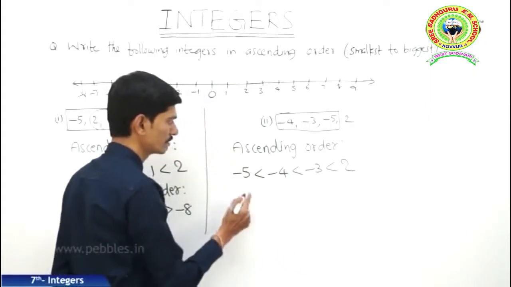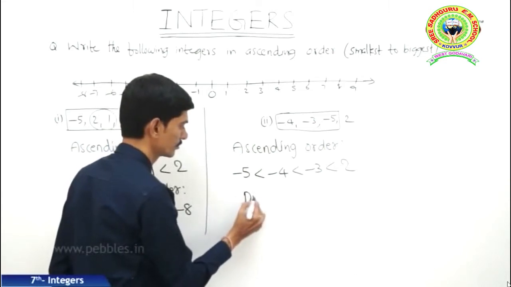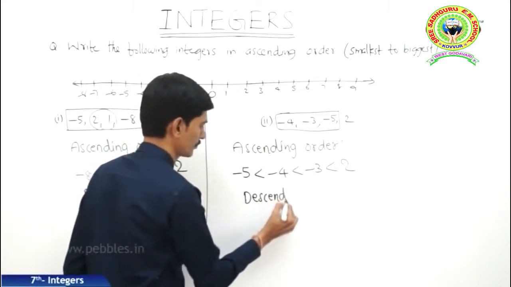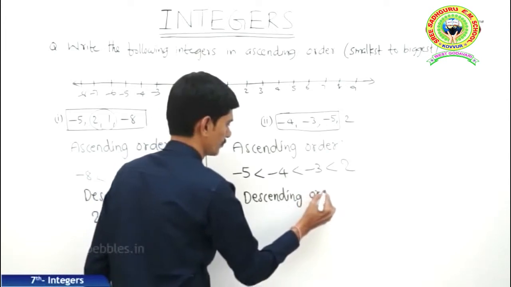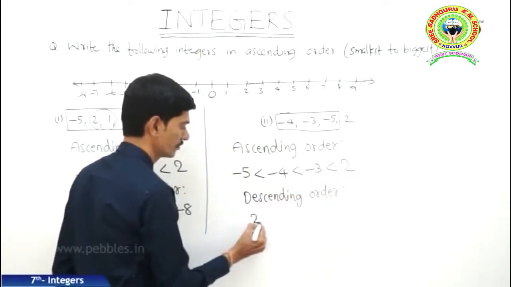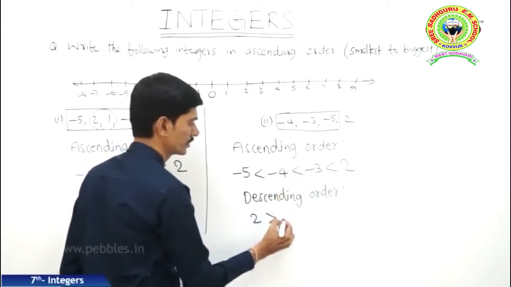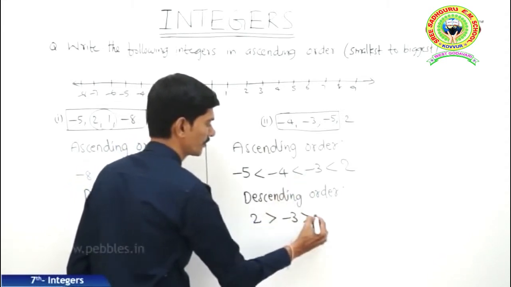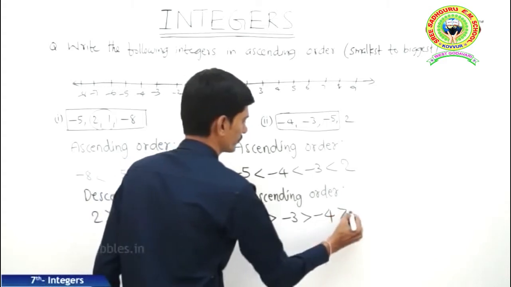So if you write all these integers in descending order, first you should write 2, which is greater than -3, greater than -4, which is greater than -5.